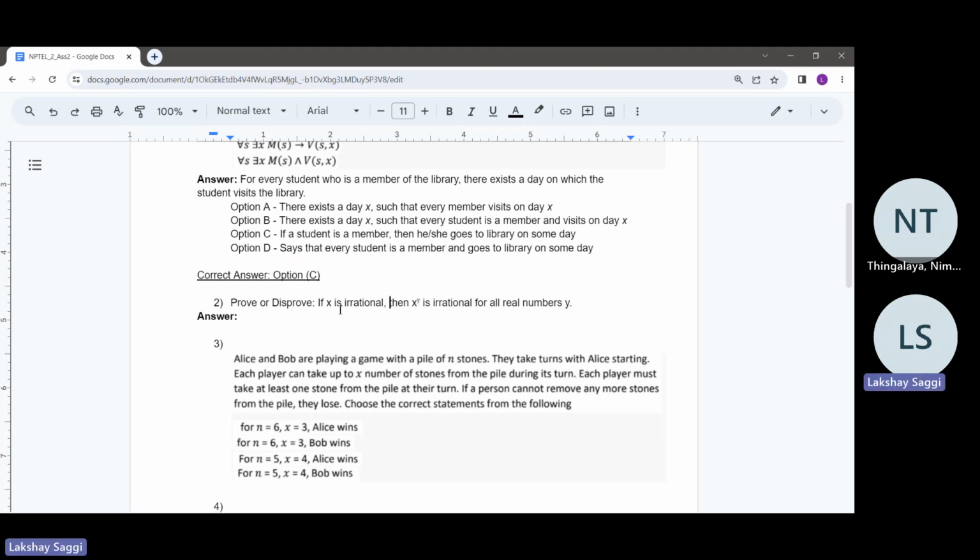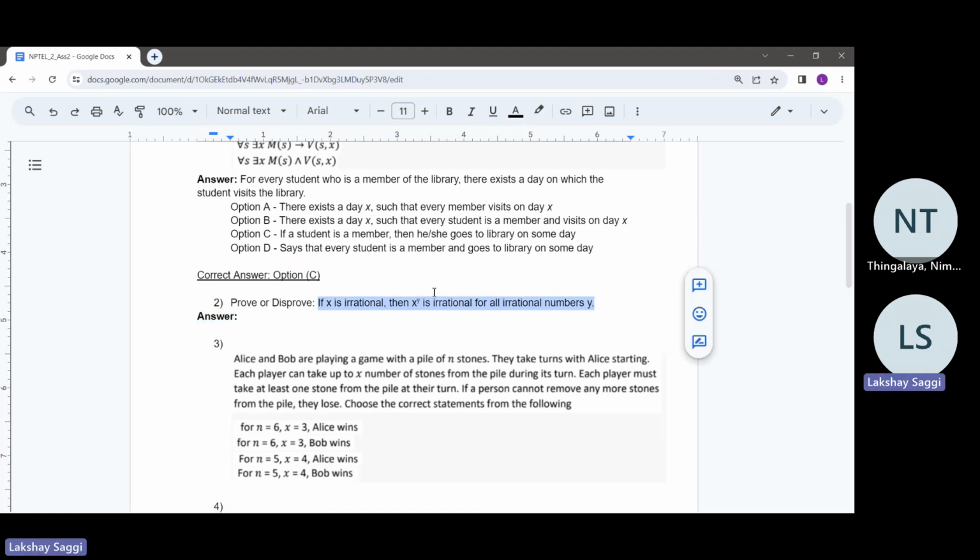Okay, maybe this statement is a bit trivial. Maybe what I wanted to say was for all irrational numbers. Yeah. So what we want to prove or disprove is the claim that if x is irrational, then x to the power y is irrational for all irrational numbers y. So what it's saying is that basically any irrational number raised to a power that is an irrational number is irrational.